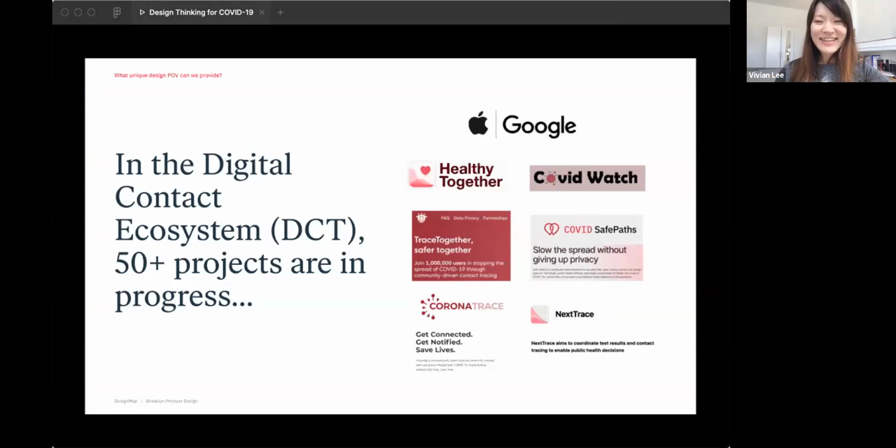Hello, sorry. So I'll be talking about the adoption challenge around contact tracing apps. In the digital contact ecosystem, there are 50 plus projects in progress. These different stakeholders, including tech companies, academic institutions, public health authorities, are all developing their own guidelines and running their own projects. So there's a lot of fragmentation going on of apps that have similar functionality and features. However, Apple and Google plan to address this fragmentation by limiting the use of their tech to one public health authority app per country.